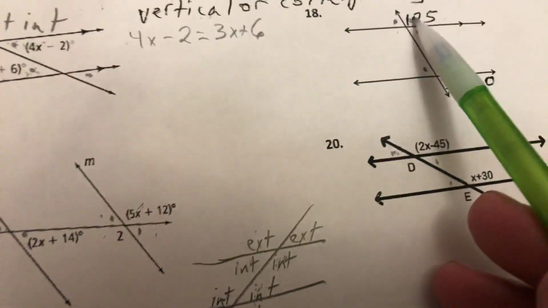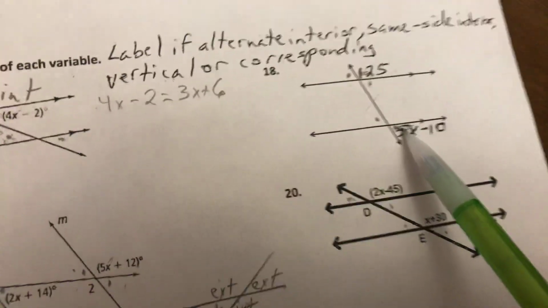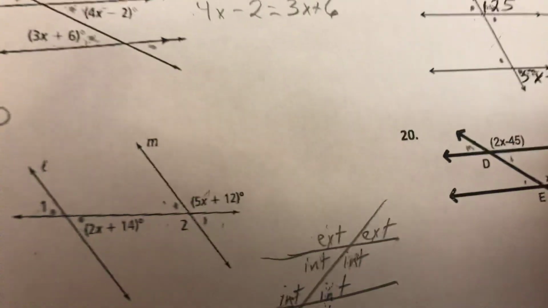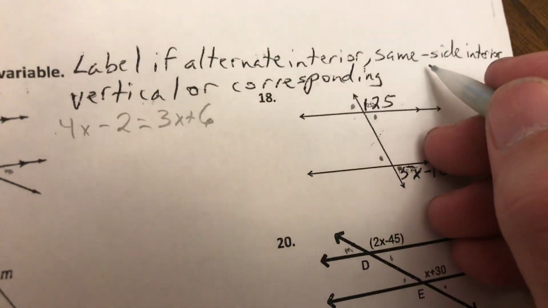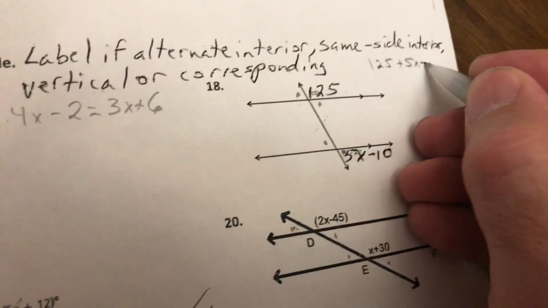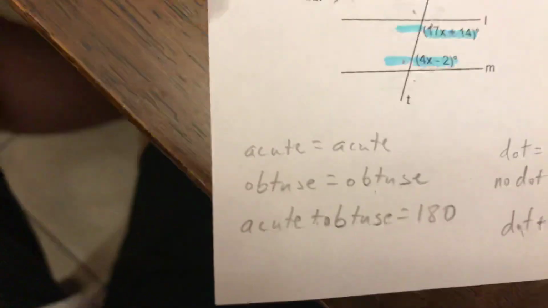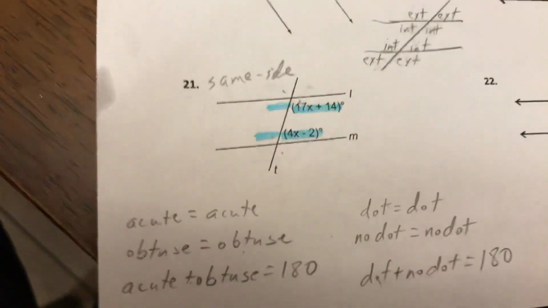So here, okay, that does not have a dot. That does have a dot, so those are going to be different. So you're going to use that one. So we would have 125 plus 5x minus 10 equals 180. That's that one. Okay. And I'm going to set one more of them up, and then you guys can do the rest.